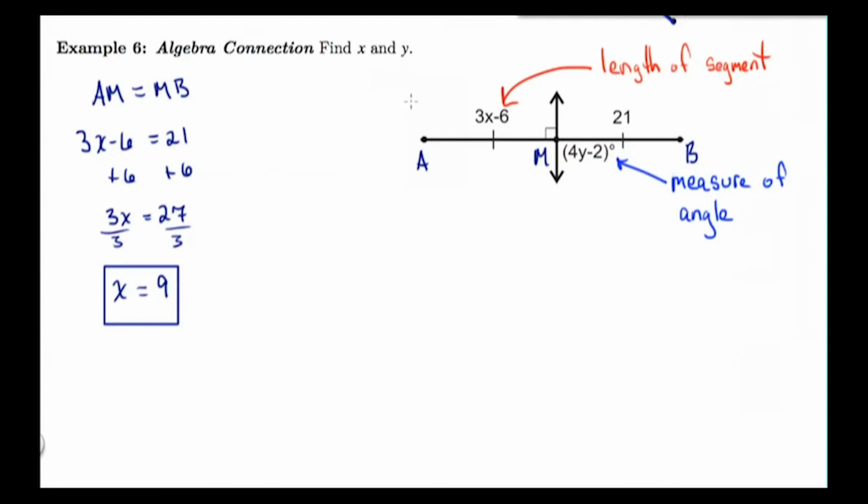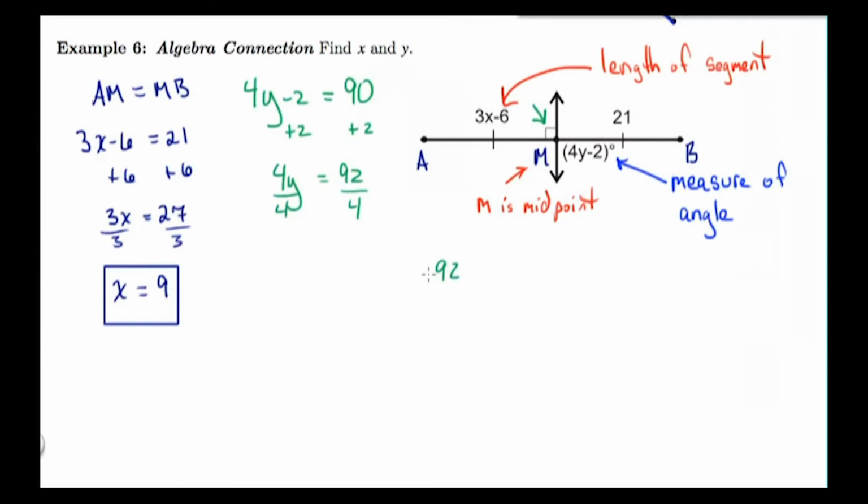So we know this is a perpendicular bisector. So this angle here we know is 90 degrees. And M is the midpoint. So we can say that 4y minus 2 equals 90 degrees. So add 2 to both sides and divide by 4. 4 goes into 92 23 times, so y equals 23. And that's it.